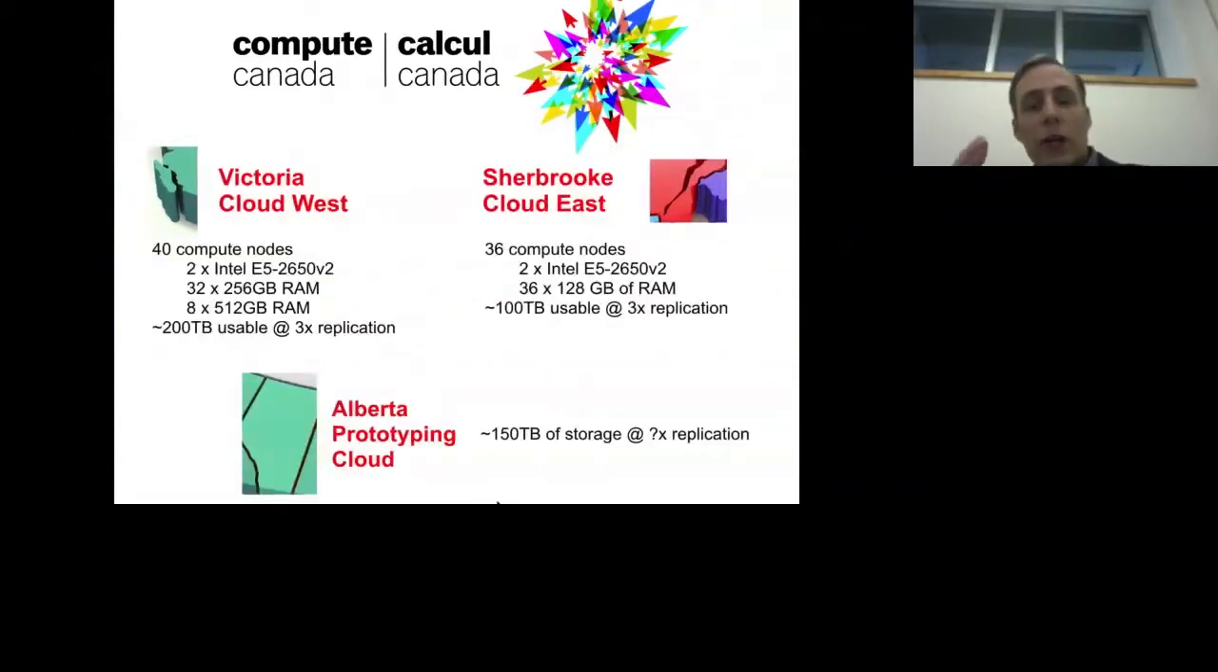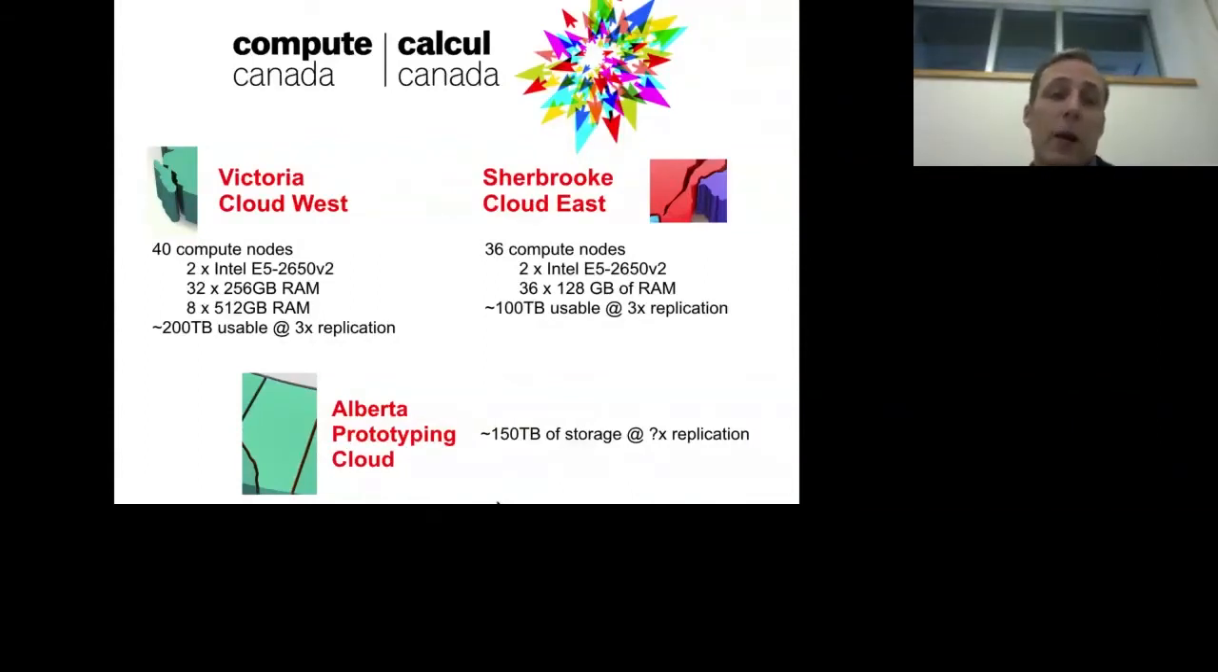So Victoria and Sherbrooke are the primary cloud systems, and you can see just a snapshot of some of the resources that are available on them here. We have roughly 200 terabytes of usable storage at Victoria, approximately 100 terabytes of usable storage at Sherbrooke, and this is after 3-time replication. So there's redundancy built into the cloud. If a drive fails, we're able to remove it with no data loss, put in a new drive, and it gets rebuilt from the components of the data that were shared across all the other drives.